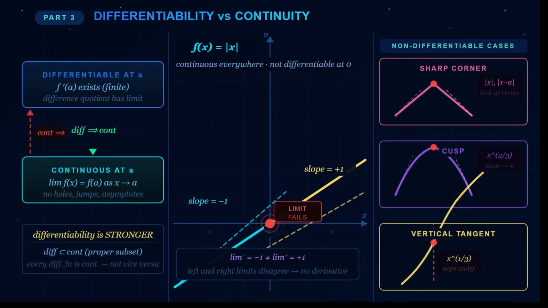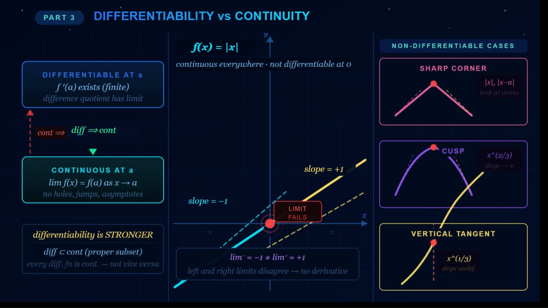Let us understand why. If f is differentiable at a, the difference quotient has a finite limit. For this to happen, the change in f, that is, f of a plus h minus f of a, must go to 0 as h goes to 0. That is precisely the definition of continuity at a. So differentiability is a stronger condition than continuity. Now, the converse fails. Consider f of x equals the absolute value of x. This function is continuous everywhere.